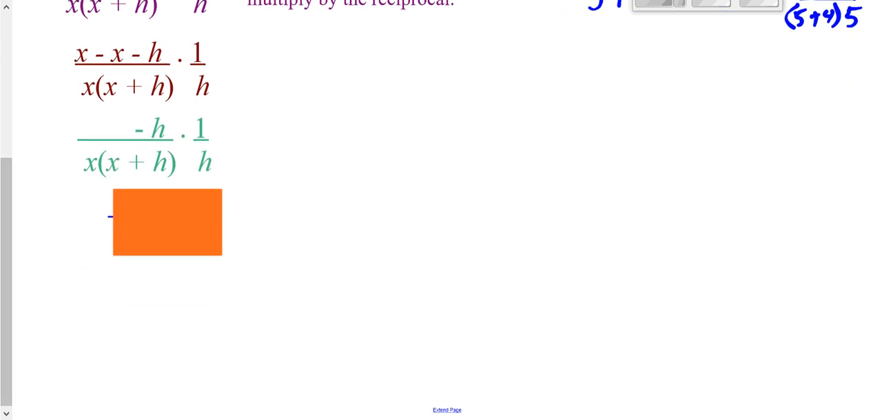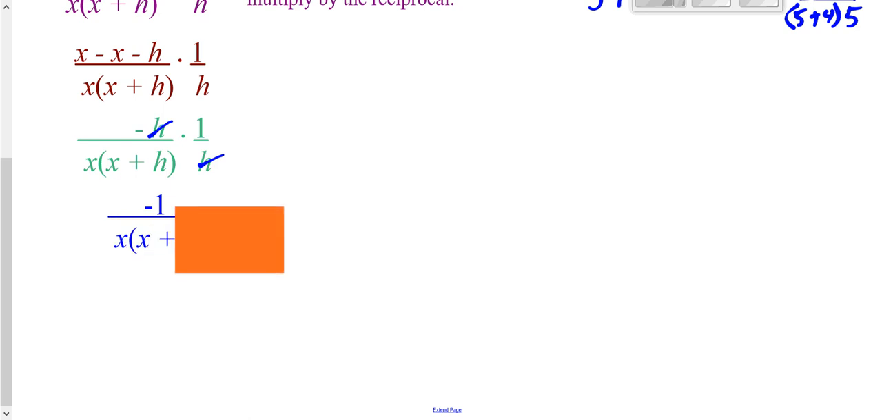Now you'll notice we have an h times the bottom and an h times the top, leaving us with only a negative 1 on top and an x plus h on the bottom.